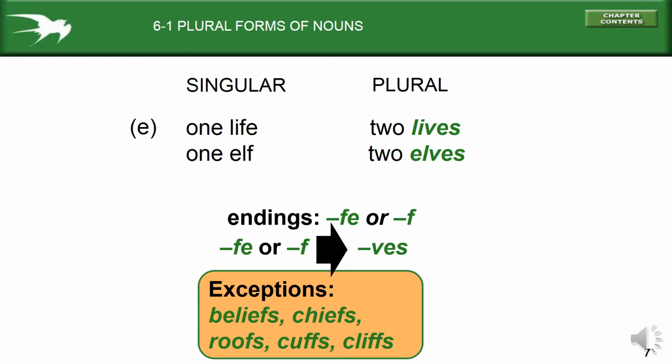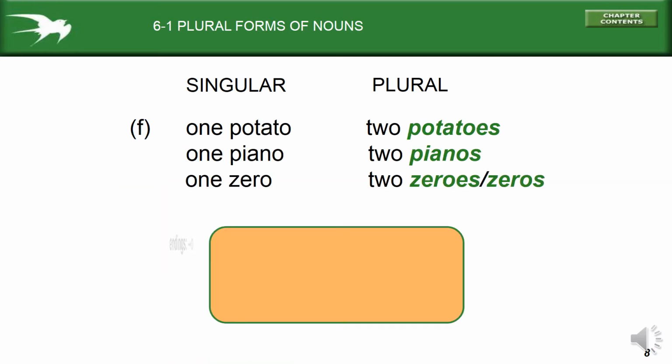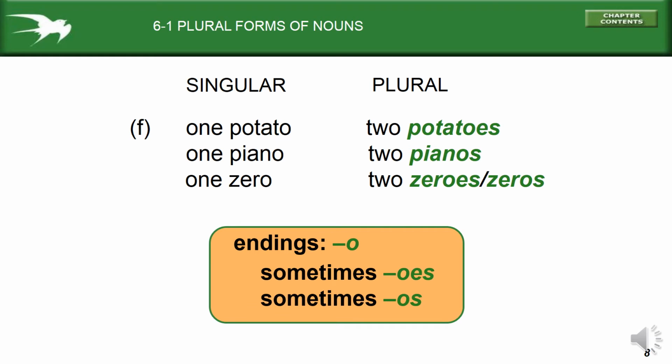Set E shows us that any singular noun that ends with fe or f must have the ending changed into ves. However, there are exceptions, as you can see: beliefs, chiefs, roofs, coughs, and cliffs. Okay, set F shows us that a singular noun ending with o can take either es or s or even both, depending. Here you can consult the dictionary to make sure of how to spell the plural forms of the words ending with o.